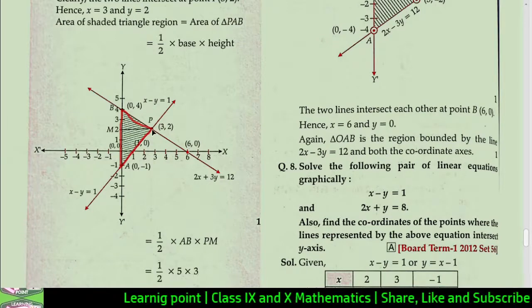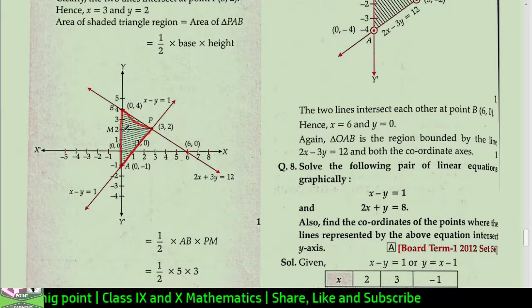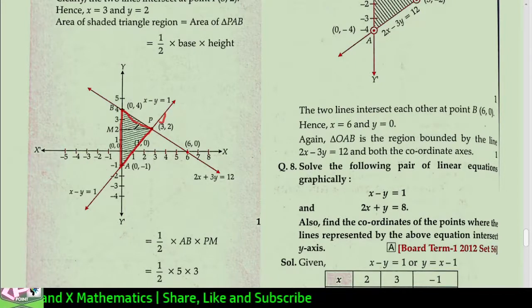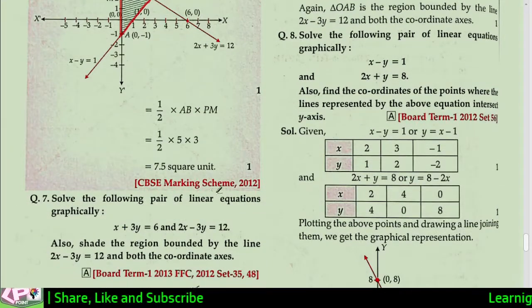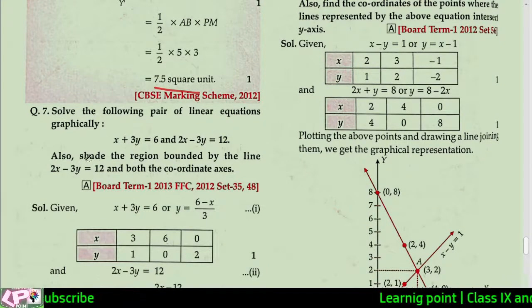Okay, so from here to here, from the graph sheet you can understand, the distance of this point from the y-axis is the x coordinate itself, 3. Okay, so that's why 5 into 3, 15 by 2. Okay, 7.5 square units.